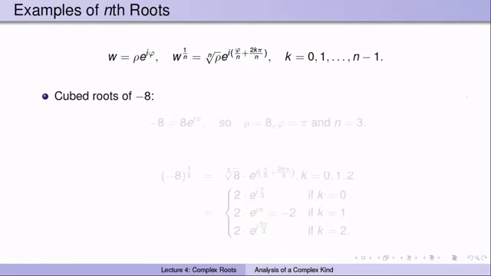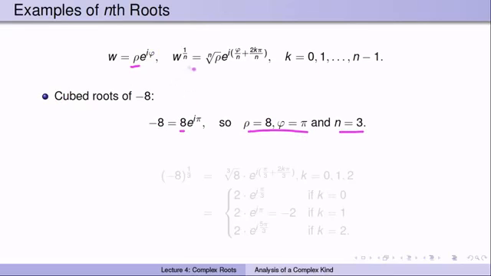Let's do the same thing for the cube roots of minus 8. First step again, we have to write minus 8 in polar form. Well, it's not just minus 8, because the polar form has to have a positive radius right here. The radius of minus 8, the norm of minus 8, is 8. And the minus sign, we get that by writing e to the i pi. So 8 times e to the i pi, that's the polar form of minus 8. So in other words, rho is equal to 8, and phi, the angle, is pi. And we want to take the cube roots.